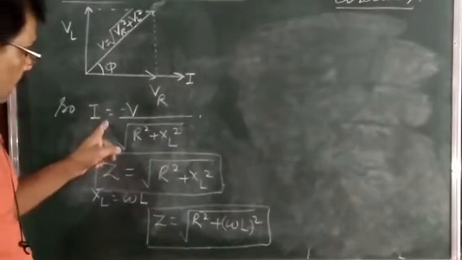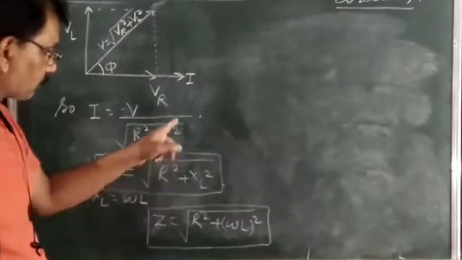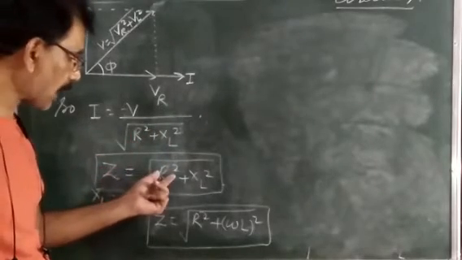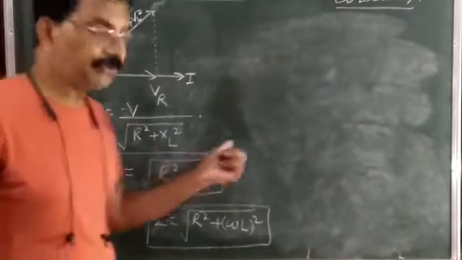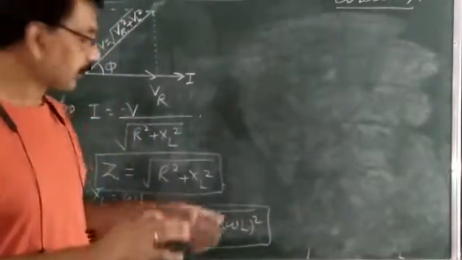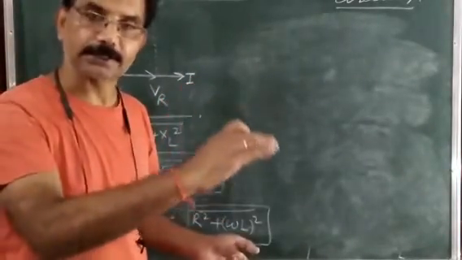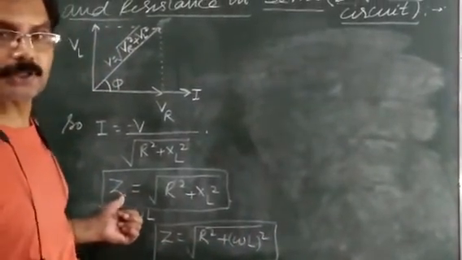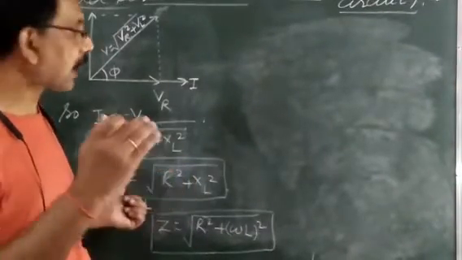Since in the formula I is equal to V upon root R square plus XL square this plays the same role as the resistance, it is called the effective resistance of the circuit, or impedance. The unit of Z, which is root R square plus XL square, is ohm. Its reciprocal is called admittance, and its unit is mho, or ohm inverse, or Siemens.